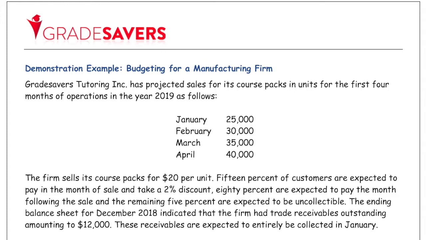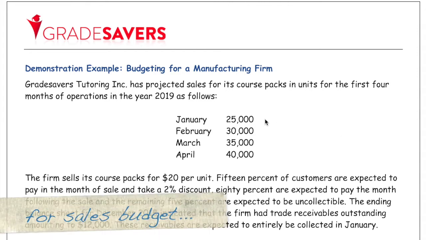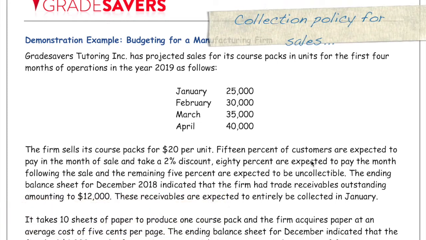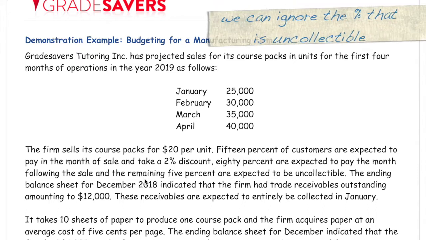Let's have a look. Great Savers Tutoring Inc. has projected sales for its course packs in units for the first 4 months of operations in the year 2019 as follows. And so we're offered the unit sales for the months of January, February, March, and April. It tells us that the firm sells its course packs for $20 per unit. 15% of customers are expected to pay in the month of sale and take a 2% discount. 80% are expected to pay the month following the sale, and the remaining 5% are expected to be uncollectible.